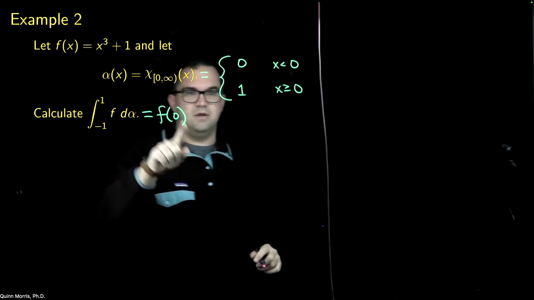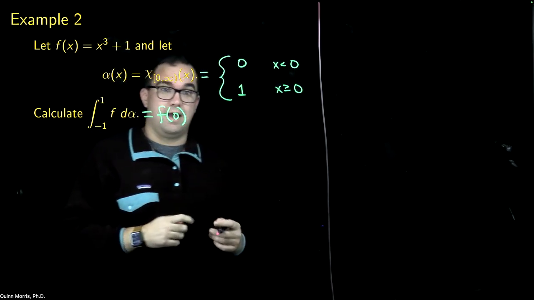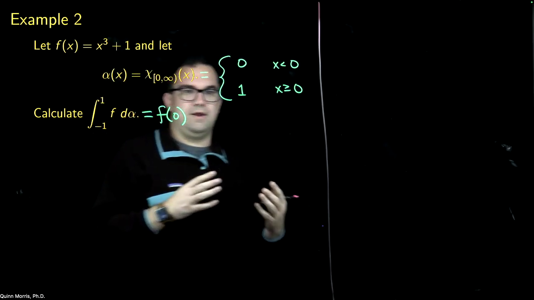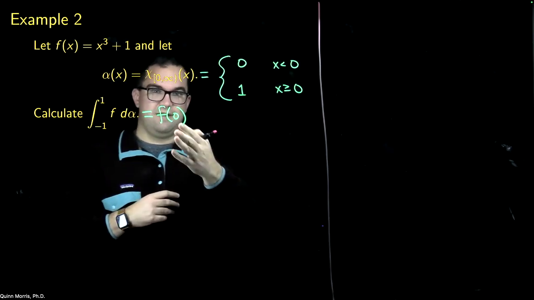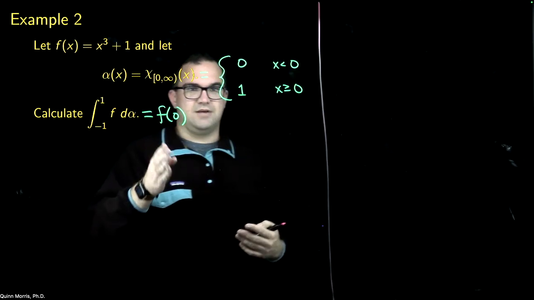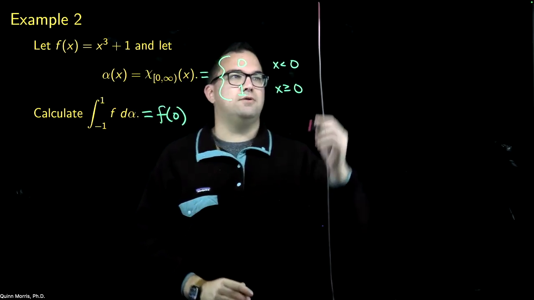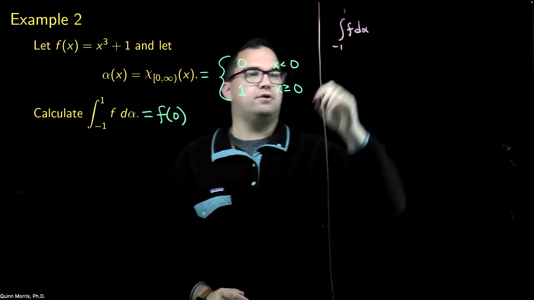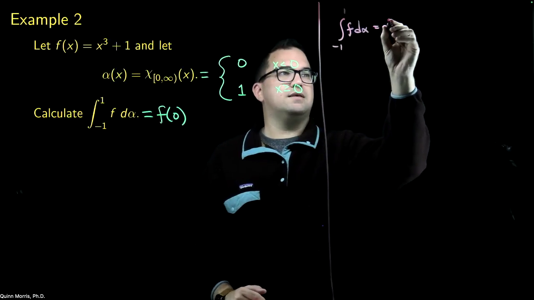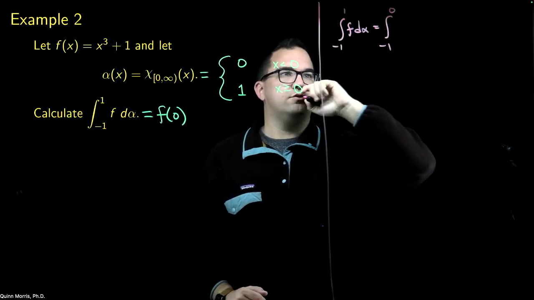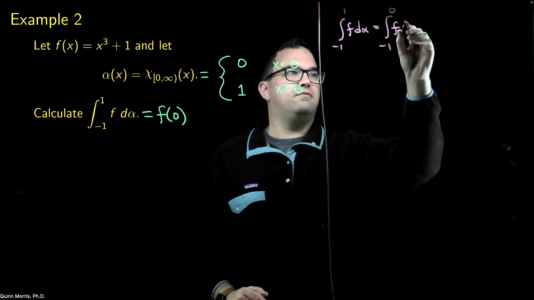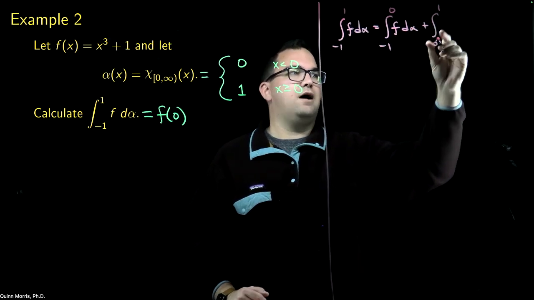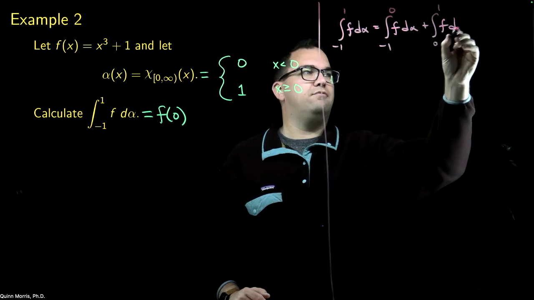Okay. So suppose instead I were to do the following. We calculated this by thinking about what the upper sums look like, taking the infimum of those upper sums and concluding that the upper integral was f of 0, the lower integral was f of 0, so the actual value of the integral must be f of 0. But suppose I approach this a different way. Suppose I said, all right, I want to calculate this. Let me break this up. I'm going to rewrite this as the integral from -1 to 0 of f d alpha plus the integral from 0 to 1 of f d alpha.